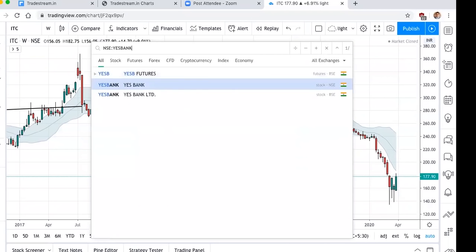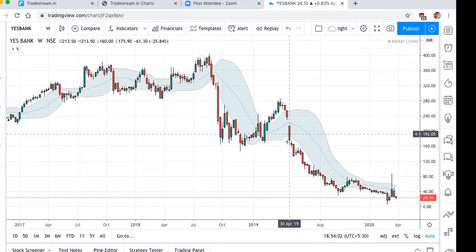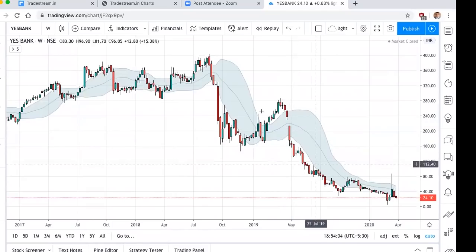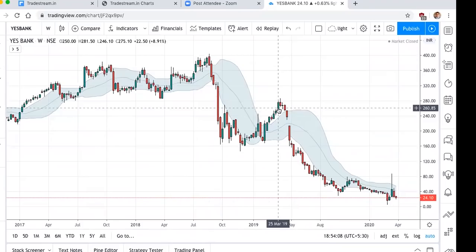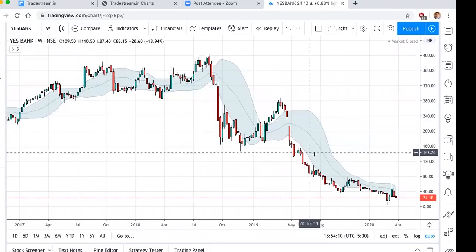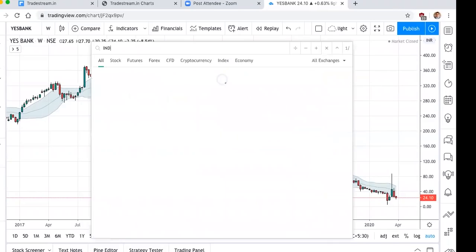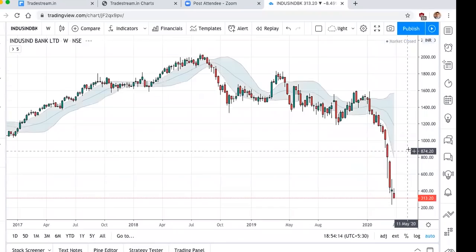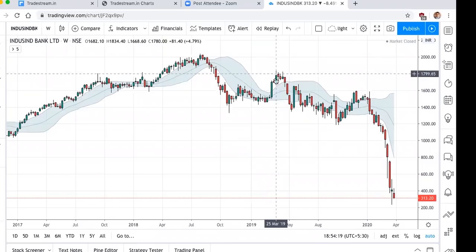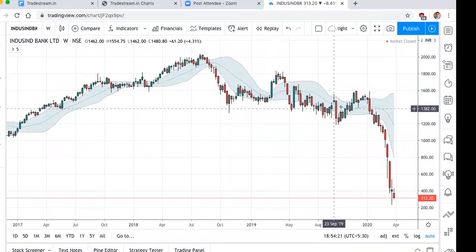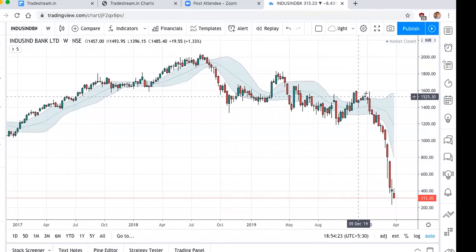Yes Bank is another case. We actually got a short on it somewhere here. In fact, except for this small rally in March last year, it's never been in a trend. We have IndusInd Bank. Again, all of these stocks will sometimes give you a small rally, and you have to take those losses. There is no way to avoid them. There is no holy grail.